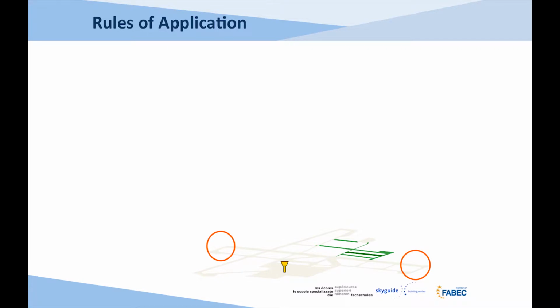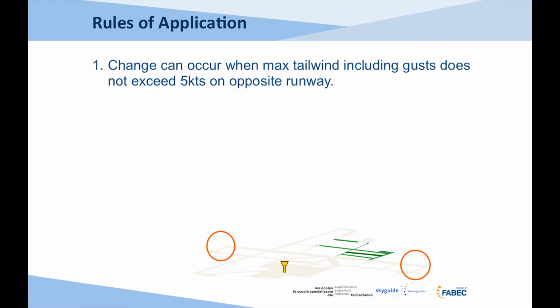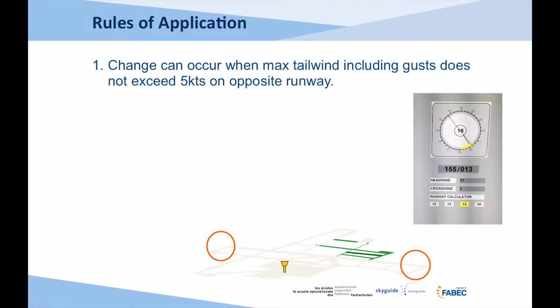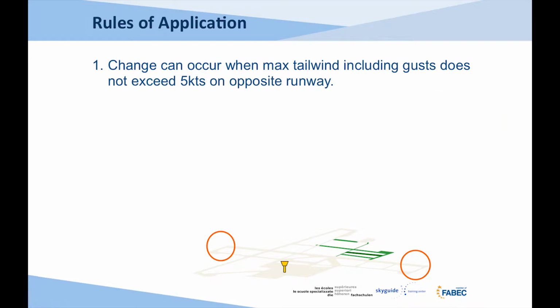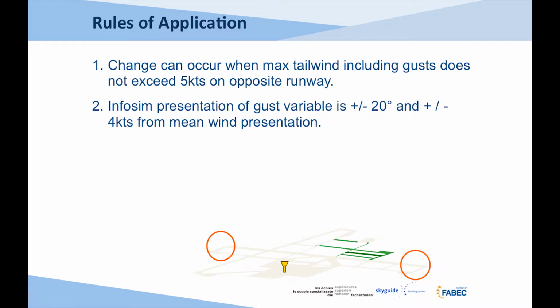Here are a few points for you to remember regarding the runway change. As already mentioned, the change can occur as soon as the maximum tailwind, including gusts, does not exceed 5 knots on the opposite runway. You will see that it is quite often a good idea to do your runway change rather early than late. As soon as the window is open, start to rearrange your traffic for the opposite runway. On your InfoSim screen you have both a mean wind indication as well as a live presentation of the actual wind in this moment. The indication of gusts can vary up to plus or minus 20 degrees and plus or minus 4 knots from the mean wind presentation.